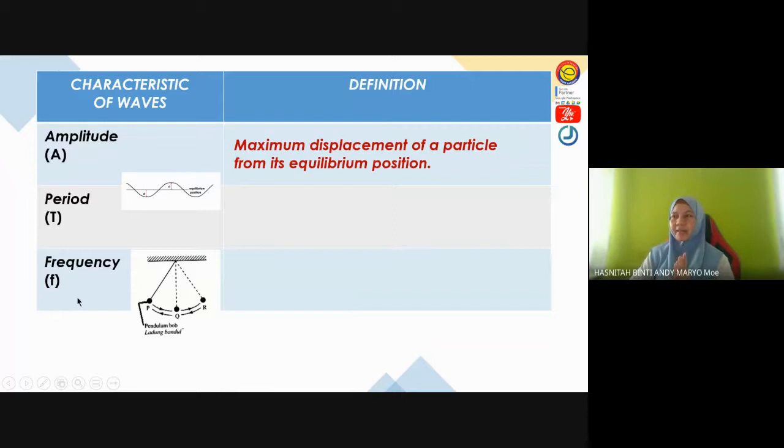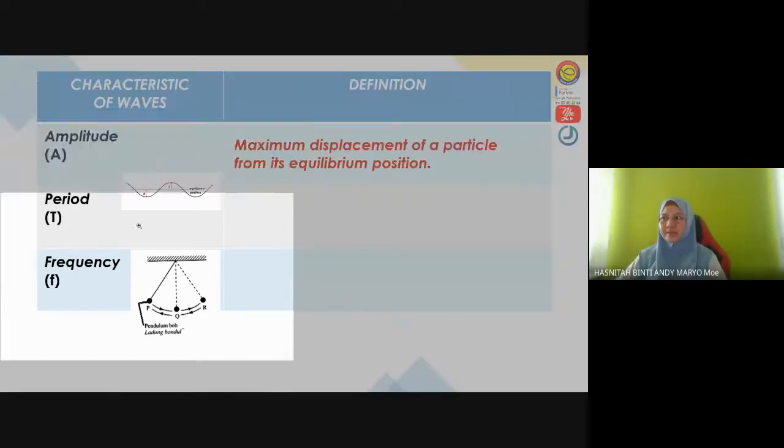The third characteristic, amplitude. What does amplitude refer to? Amplitude is the maximum displacement. Yeah, just now you were counting frequency actually. All right, so amplitude is the maximum displacement of a particle from equilibrium position.